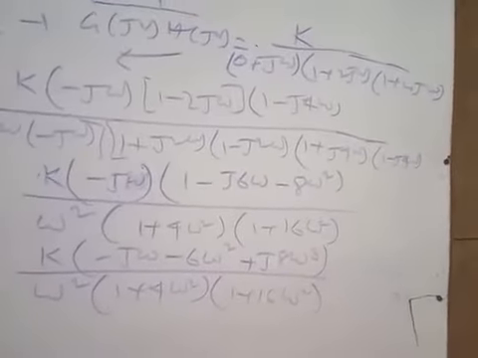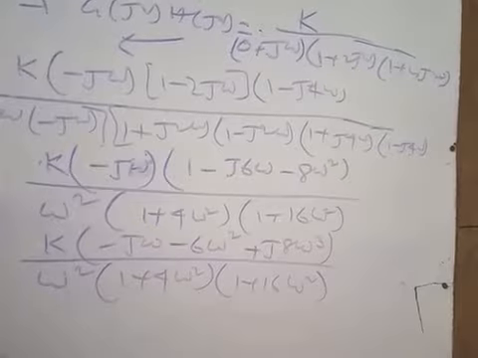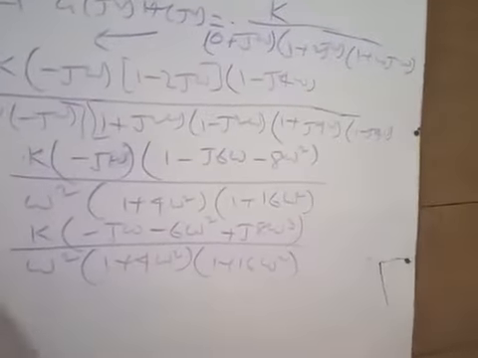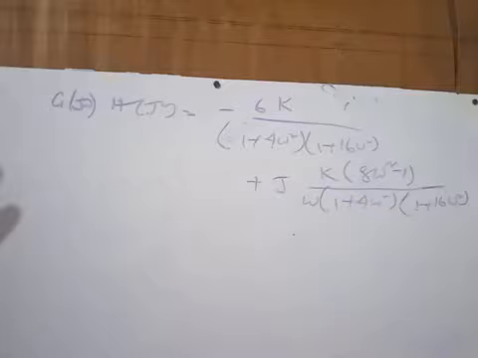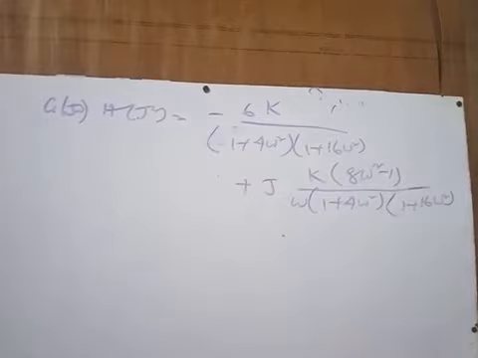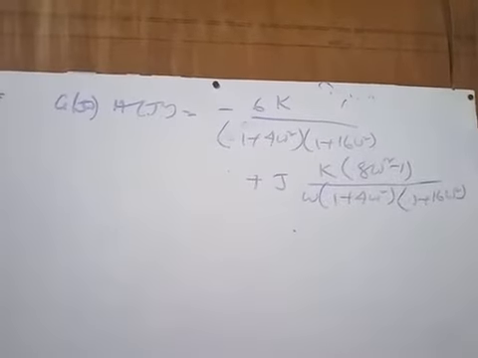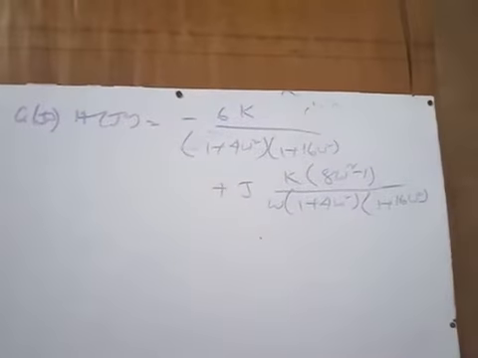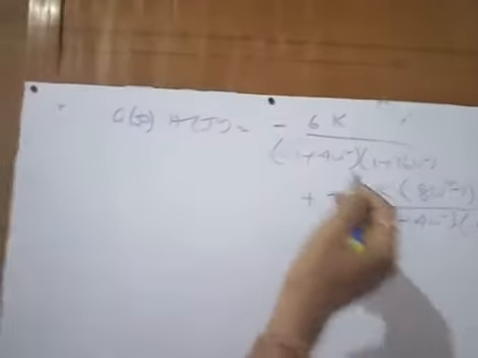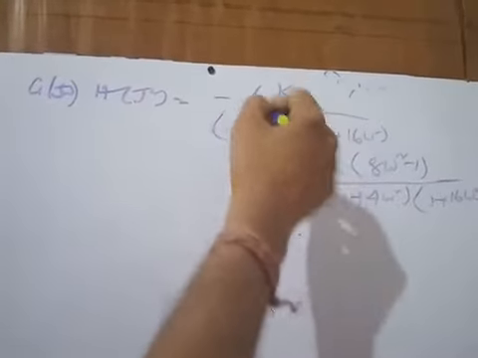So now writing this term, separating out the real part and imaginary part, we can write this function G(j omega) H(j omega), the sinusoidal transfer function, and separating out the real and imaginary parts, we can get like this.